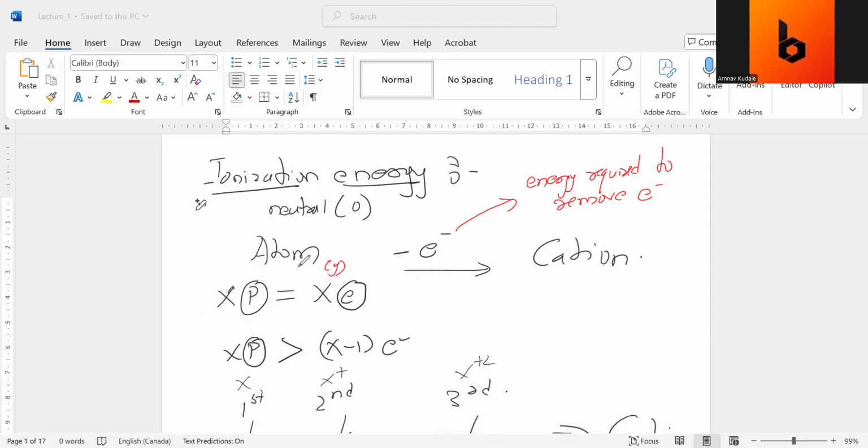Because in a particular atom, the number of protons and the number of electrons are equal, your cations are always positively charged. Because in cations, the number of protons is greater than the number of electrons.